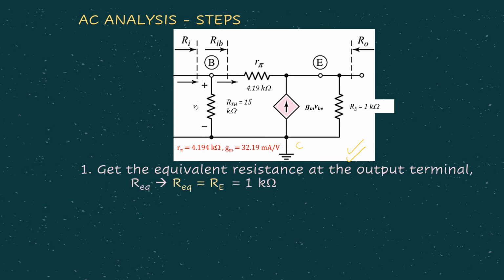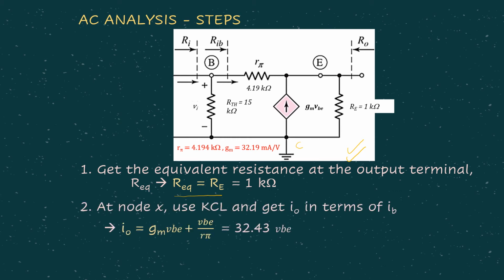Then we start with step 1, where we find for REQ. Since we do not have a small r0 because it's infinite, in this case REQ straight away equals RE. Then step number 2, remember we need to use KCL to get the I0 in terms of VBE, right? So I0 is equal to gm VBE plus VBE over r pi. Remember, this is the IB, this is the IC. So substitute everything that we know, leaving our I0 in terms of VBE.